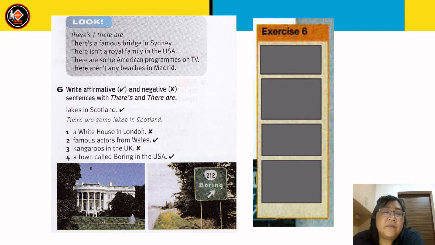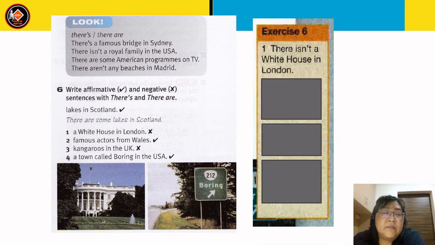So now write affirmative with a tick or negative with a cross. Sentences with there's and there are. So with the tick, you're supposed to write there is or there are, and the negative there isn't or there aren't. For example, lakes in Scotland. So answer, there are some lakes in Scotland. So let's look at the first one. A White House in London. So there isn't a White House in London.